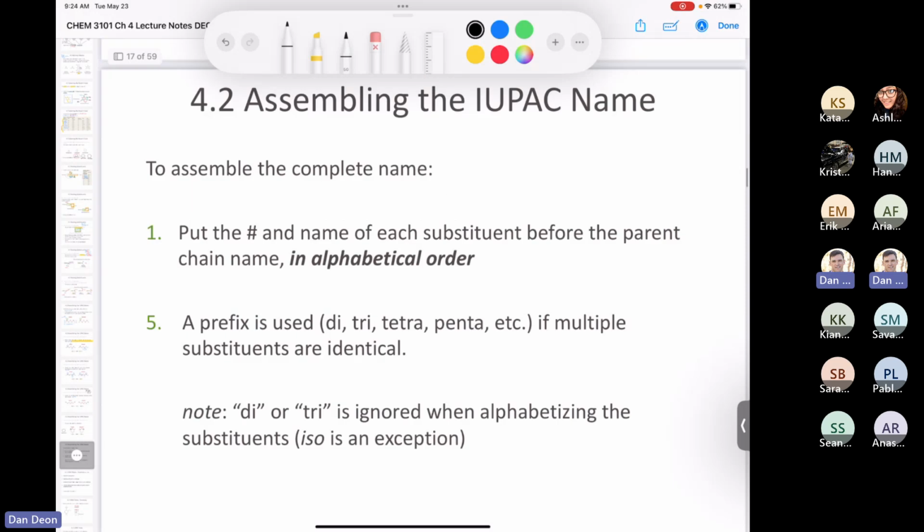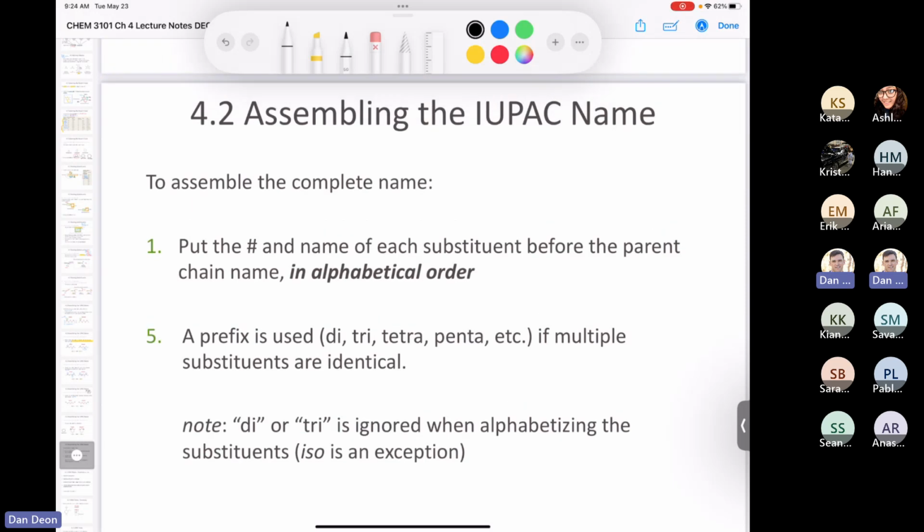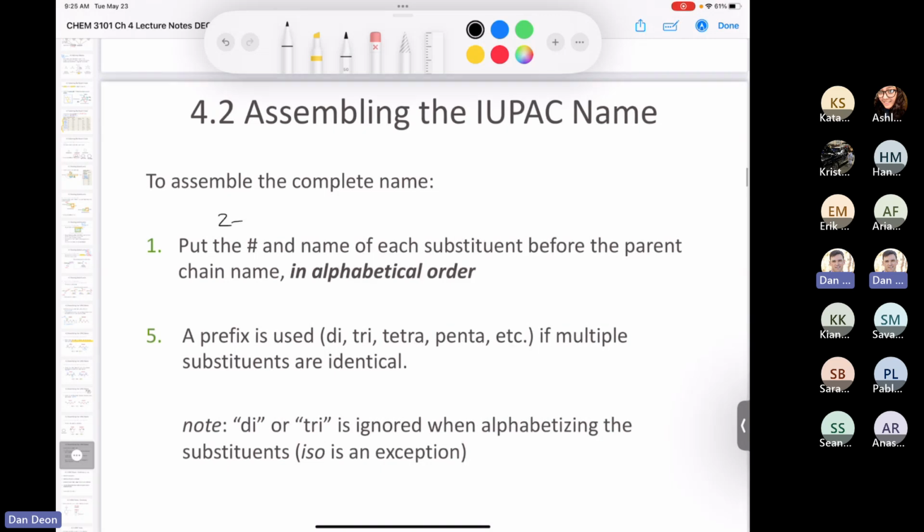Okay. So if you're wondering, how do I put everything together into some kind of nomenclature sandwich? Here are the rules. You put the number and the name of each substituent before the parent in alphabetical order. So let's imagine you had 2-bromo, 3-chloro, 5-ethyl, then 7-methyl, something like that. You can see that everything I put here goes B, C, E, M. You put everything in alphabetical order.